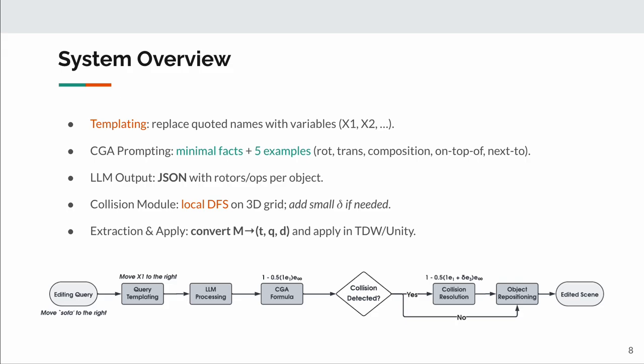Here is an overview of our system. We first replace object names with variables x1, x2, etc. to make it easier for the LLM to reason about the world. The LLM receives 5 few-shot examples of basic operations, including rotation, translation, and relations such as on top, next to, and one composition example. LLM outputs JSON formatted CGA rotors per object. As a final step, we perform collision correction using a local DFS search on a 3D grid to explore perturbation of the original solution to resolve the collision before applying the final transformations.